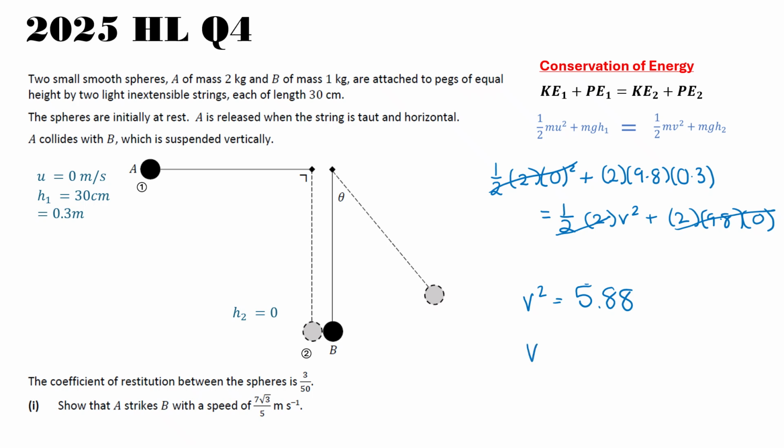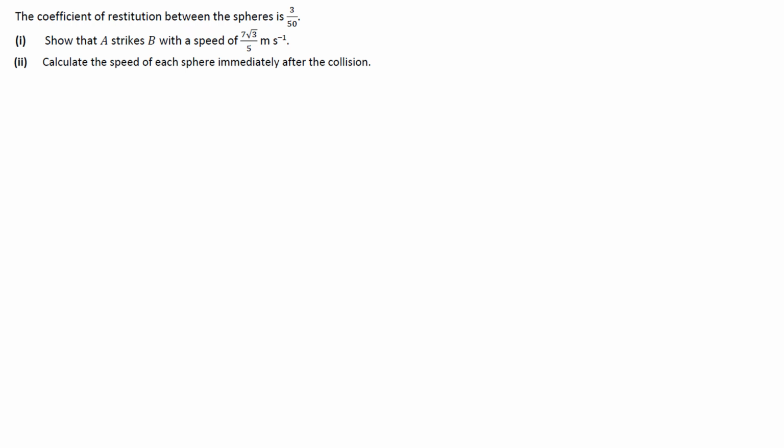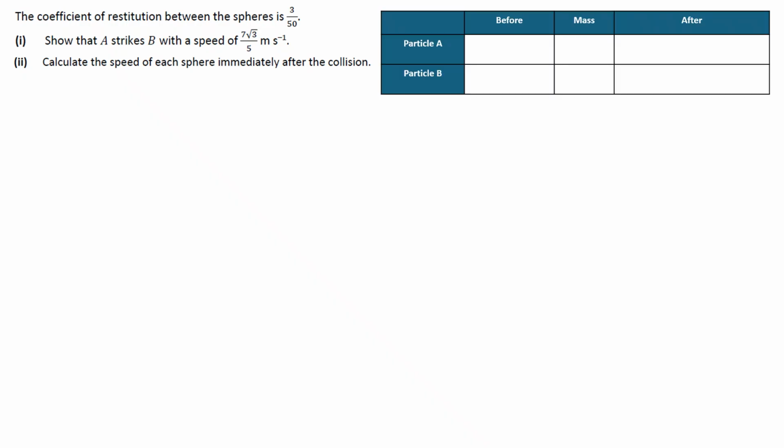And then v is going to be the square root of 5.88. And when you put that into the calculator, we should see that that answer is the same as 7 root 3 over 5, as they asked. It's meters per second. So part 2 asks us to calculate the speed of each sphere immediately after the collision.